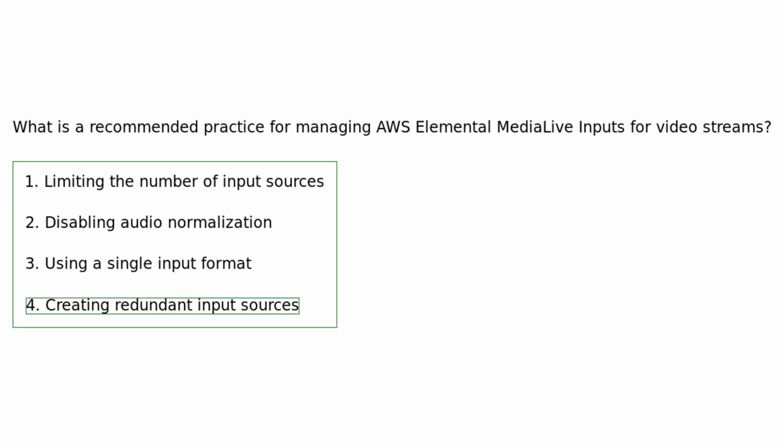An effective practice for managing AWS Elemental MediaLive inputs is to create redundant input sources to ensure continuous streaming in case of primary input failures, providing fault tolerance and high availability for video streams.